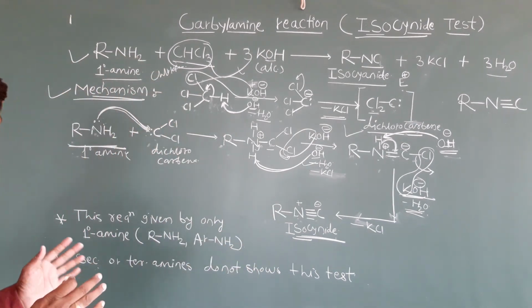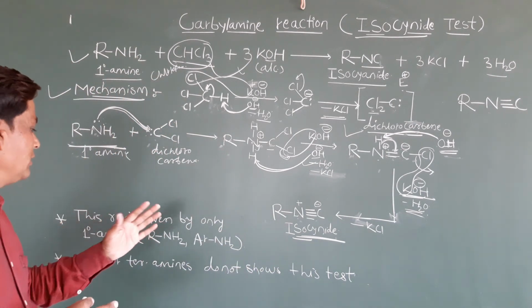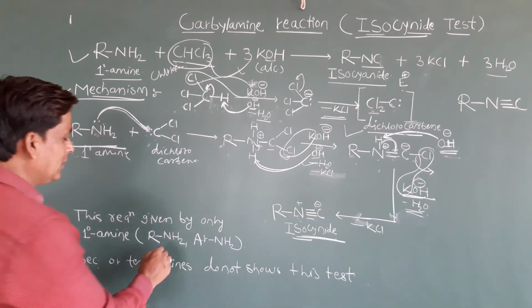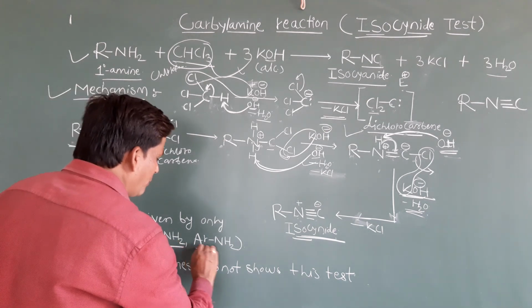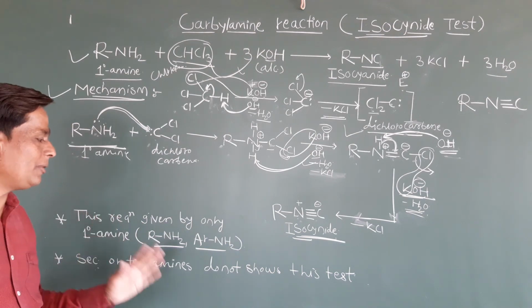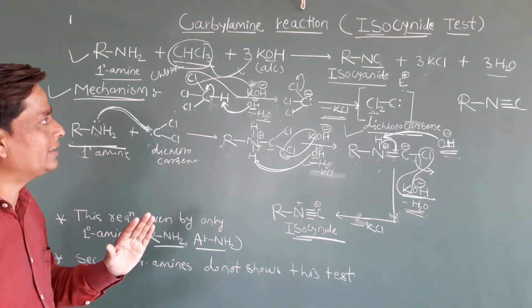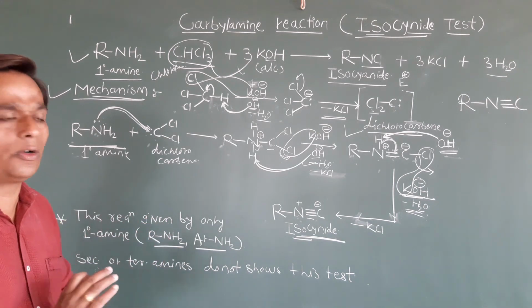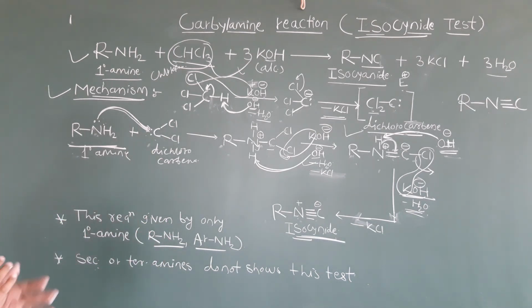One more important thing, students: in this reaction only a 1 degree amine is used, meaning a primary aliphatic amine or primary aromatic amine. Secondary and tertiary amines do not show this isocyanide test. So just check the mechanism.